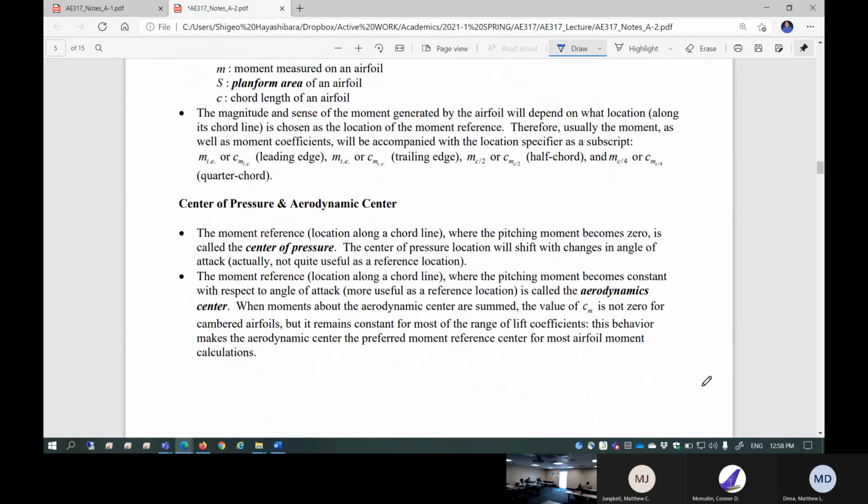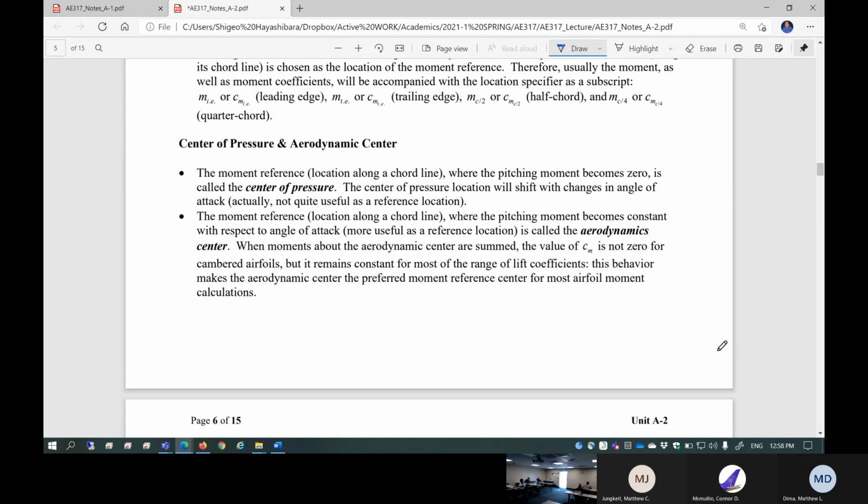Do you guys know aerodynamic center location? Can you find out by using equation? What is the location of aerodynamic center equation? X over c of the AC is equal to, anybody remember from Aero? Minus what? Something like m0 over a0, plus 0.25, something like that. Do you remember that? Okay.